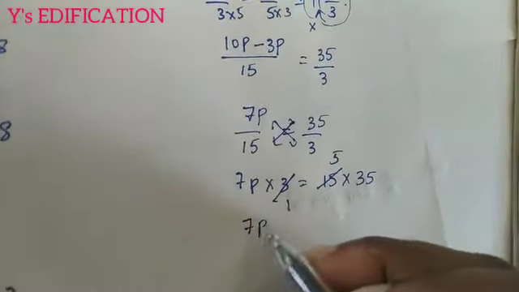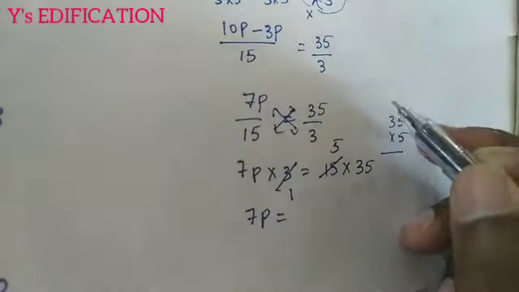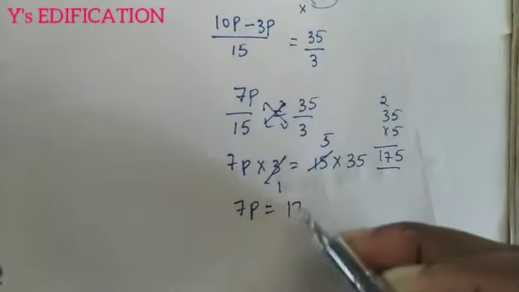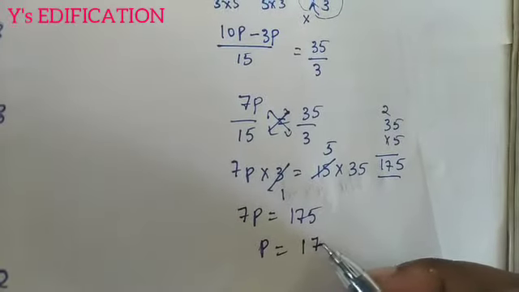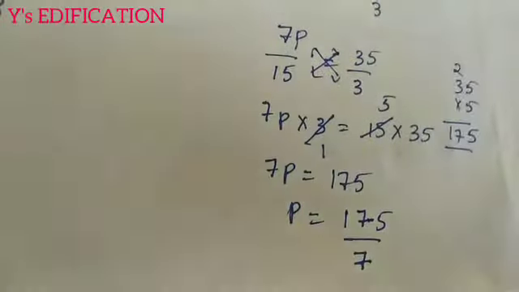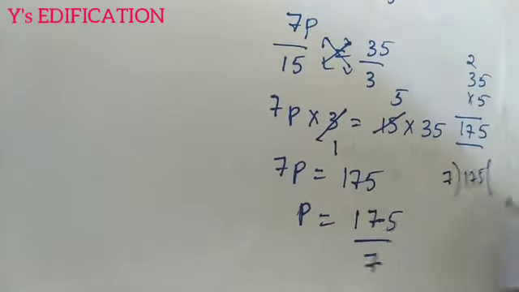So 7p is equal to, what is 35 into 5? 35 into 5, 5 into 5 is 25, 5 into 3 is 15, 175. We want p value. So 175 by 7.